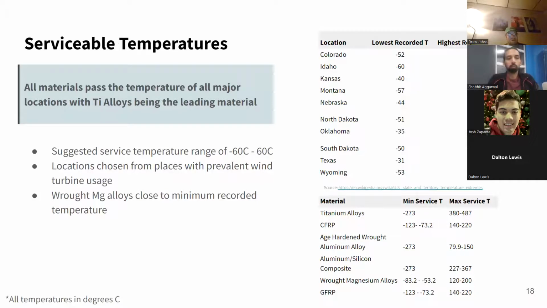And when looking at the service temperatures for all of the materials that we had listed earlier, the only one that gets really too close is the magnesium alloys, and even then, it's only at the very minimum, at the very bottom, that it gets close, and that most likely is not going to happen very often in these conditions.